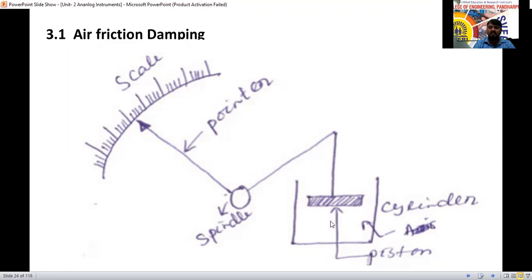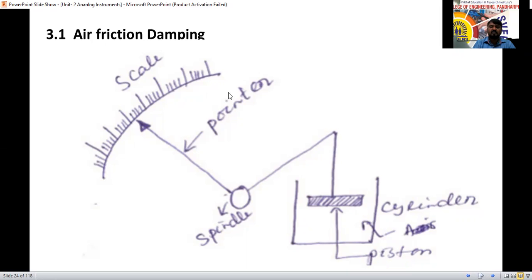Because of this compressing force, the pointer will move slowly over there. Suddenly it will not move. The air inside will oppose the pushing of this point which is connected to the spindle. So the spindle speed will be reduced here now, but it rotates slowly. Okay, barabar hai na? Slowly it is going to rotate.